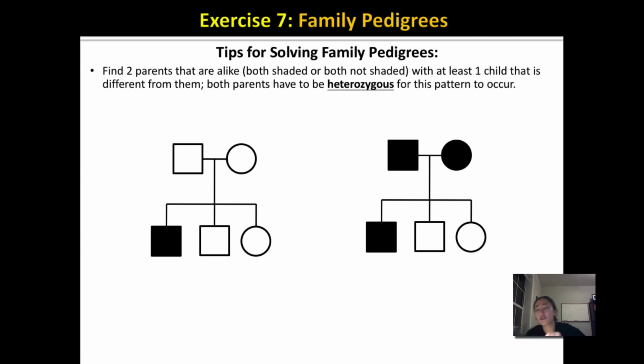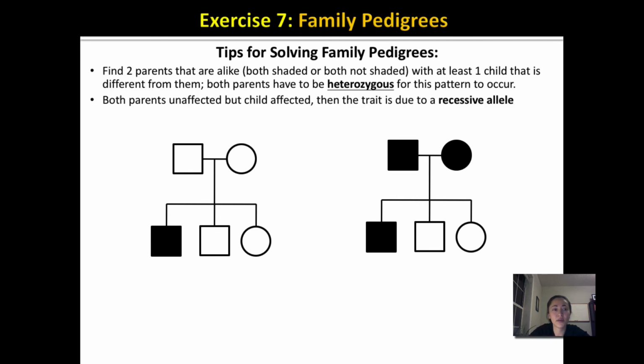So either both parents are shaded or both parents are not shaded, and they have at least 1 child that's different from them. You want to find that family on every pedigree because that will help you figure out with certainty if the trait is due to a dominant or recessive allele. And that is because the only way that you could see this pattern on the left here or this pattern on the right is for both parents to be heterozygous. Both parents must be heterozygous to create an offspring that looks different than both of them. Okay, so that's an important thing to remember.